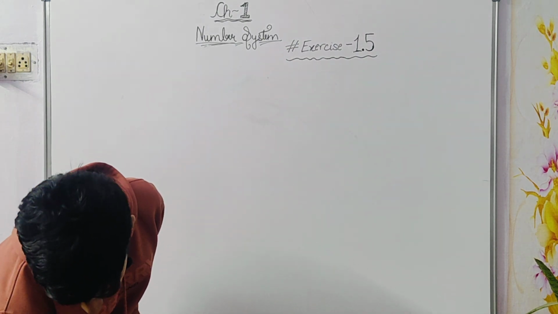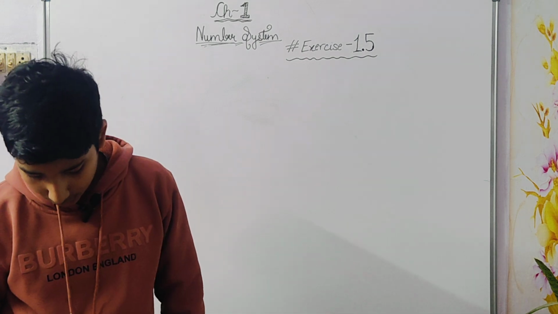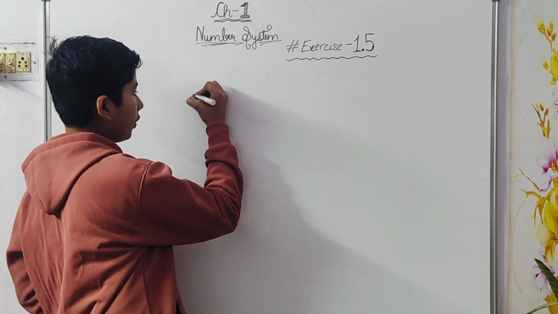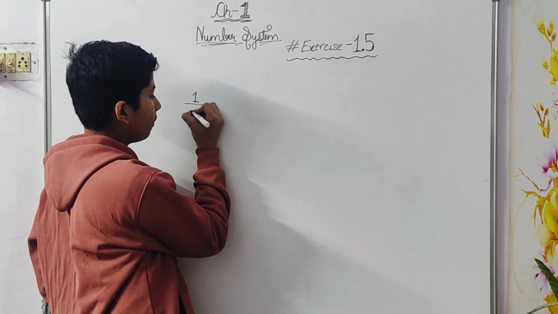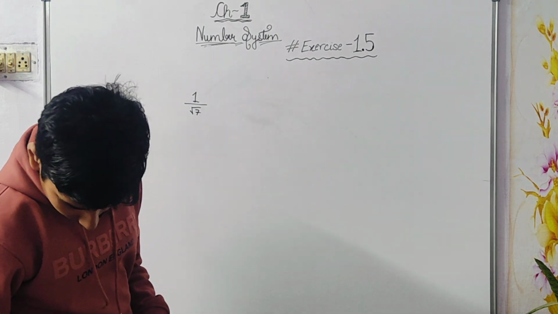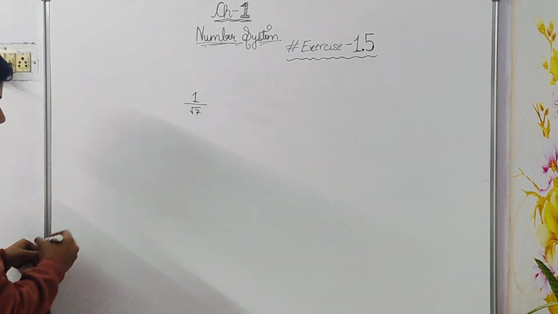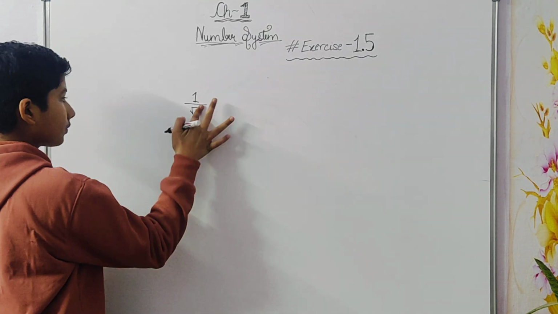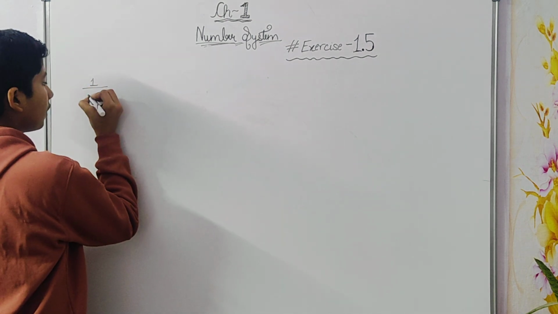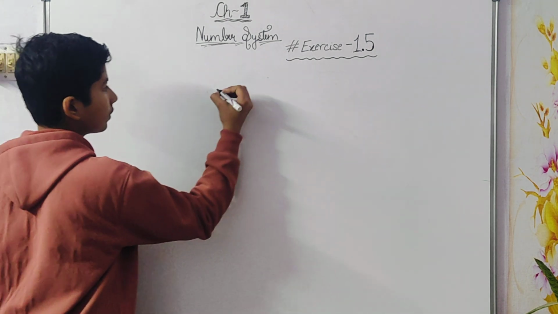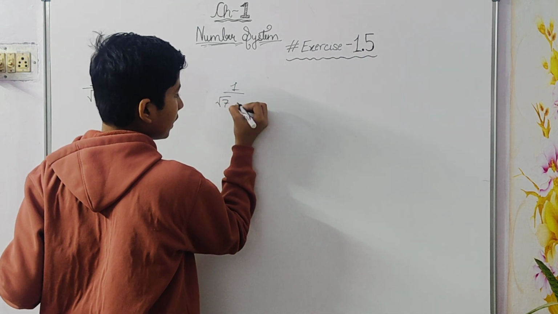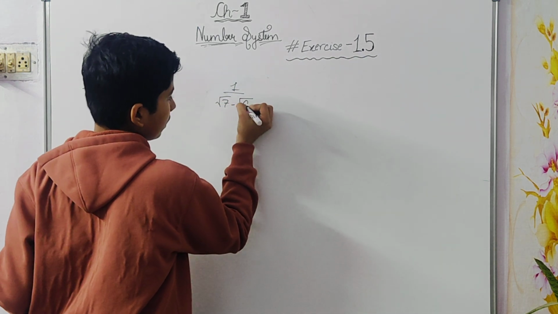So now let's see. Our next question is question number 5: rationalize the denominators. I've told all of you how to rationalize. 1 by root 7. How do you rationalize it? And 1 by root 7 minus root 6. These two questions I have taken first.